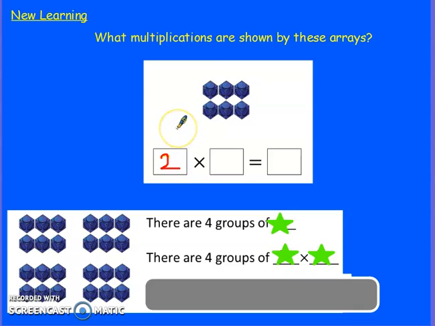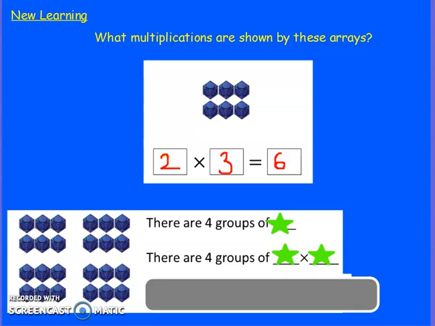How many counters are in each group or row? 1, 2, 3. So this representation is showing us 2 times 3. If we add all the counters up together, we can see that that makes 6. Have a look at the representation at the bottom of the board. You can see that we've got the 2 times 3 equals 6 here, here, here and here.